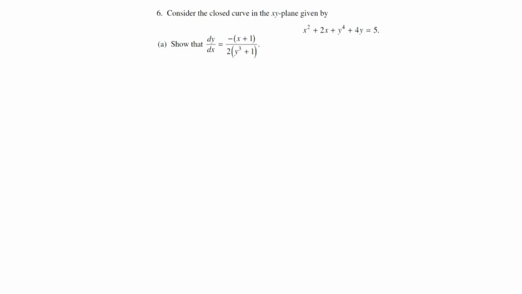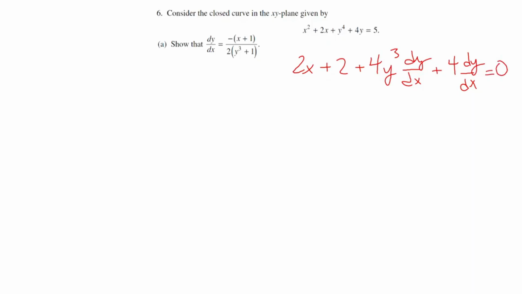So we'll just take the derivative of this implicitly with respect to x. So we get 2x plus 2 plus, when we take the derivative of y to the fourth with respect to x, we get 4y cubed times dy dx, right? The derivative of it with respect to y times dy dx. And then the same with the 4y, so plus 4 dy dx. And the derivative of 5 is 0.